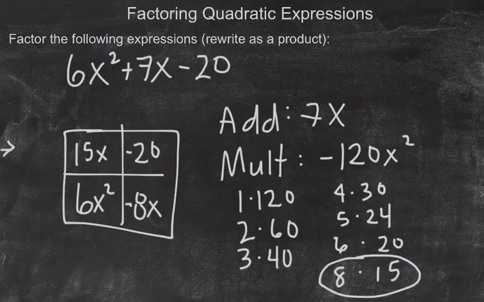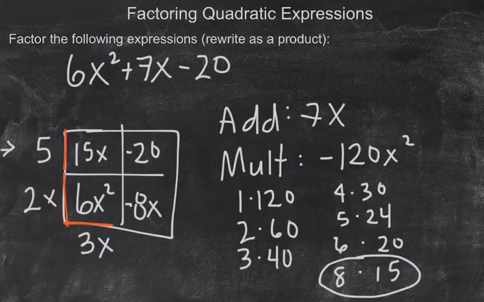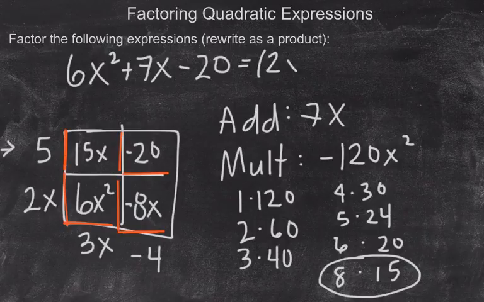So starting at a single row or column, my greatest common factor there is 5, a height of 5, and a base of 3x give me an area of 15x. A base of 3x and a height of 2x give me an area of 6x squared. A height of 2x and a base of negative 4 give me an area of negative 8x. And just checking, negative 4 times positive 5 does give me negative 20. So that's that area there. And I can rewrite my area as the product of 2x plus 5 times 3x minus 4.